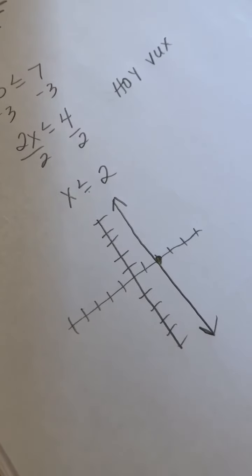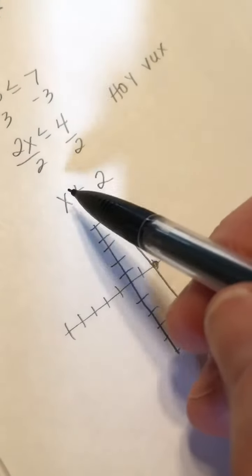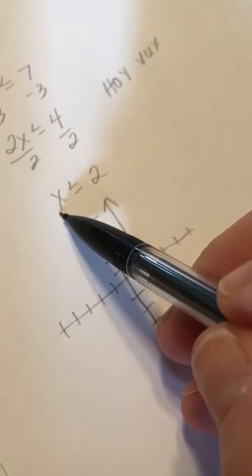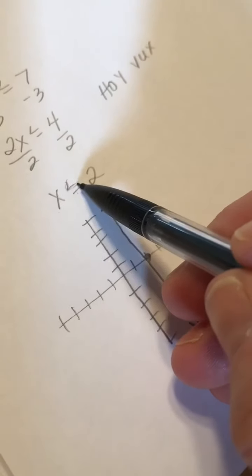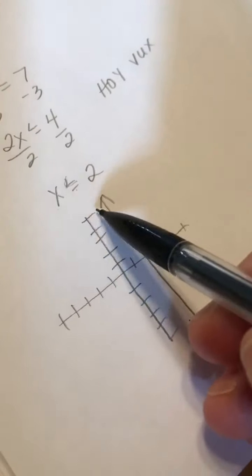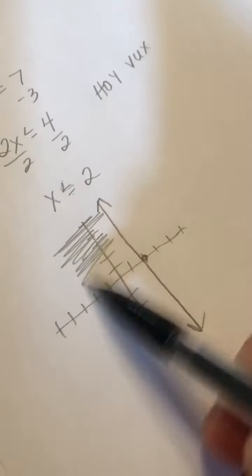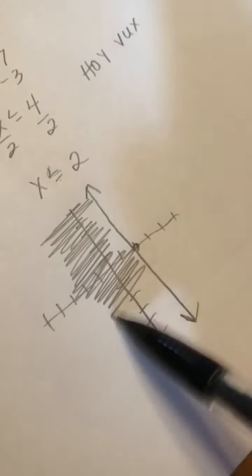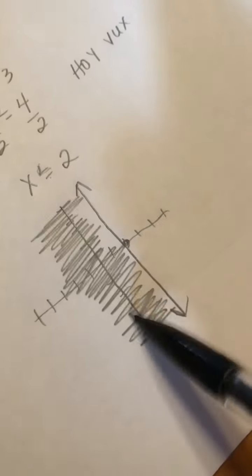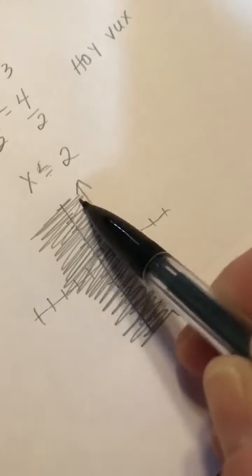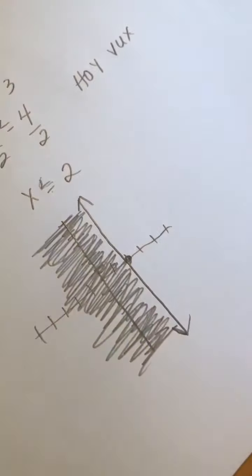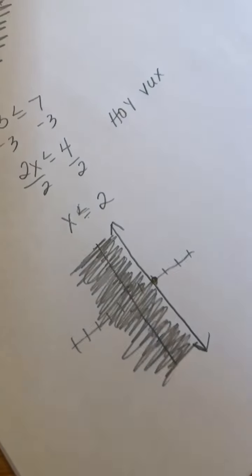Now, a vertical line doesn't have above or below, so this is our only exception. When it is x, you will shade the way the inequality is pointing. It is pointing to our left, so we will shade to the left. And this left and right is only for a vertical line. Everything else is above and below.